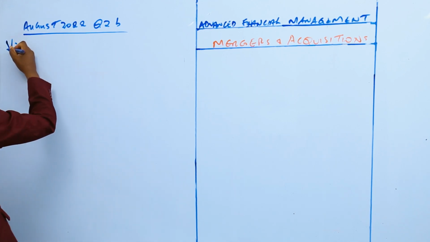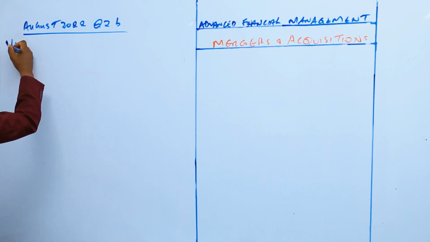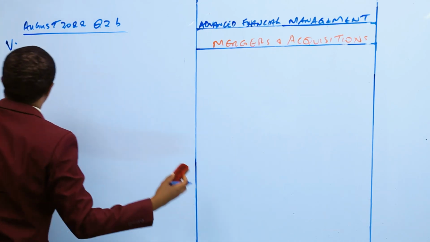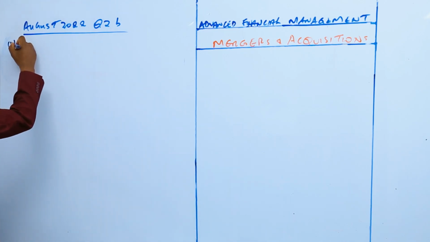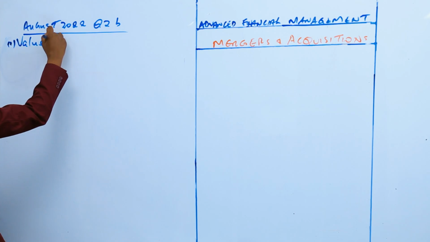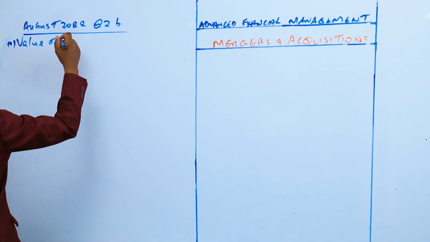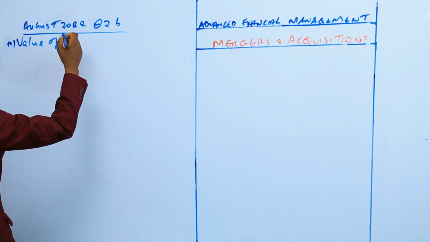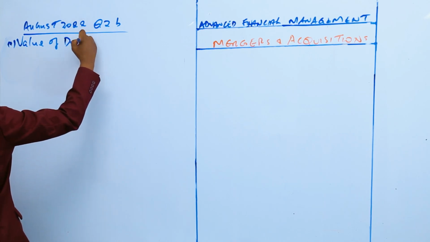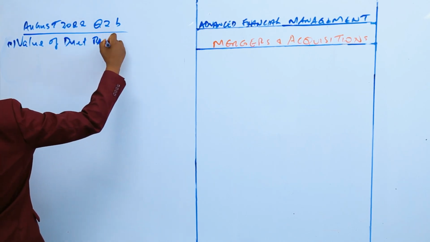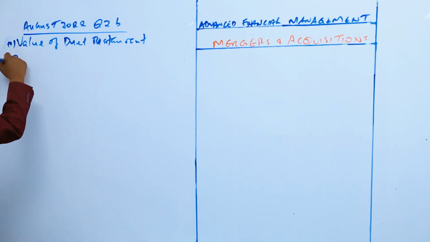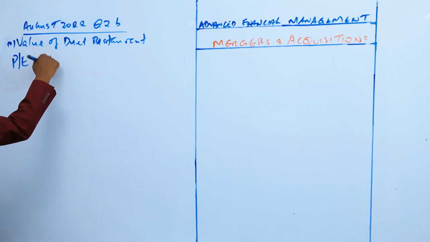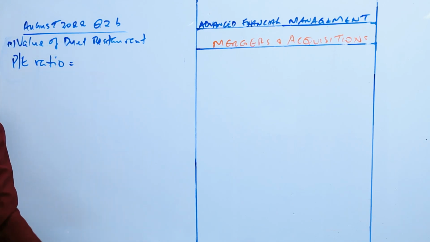Roman 1. Estimate values of Duet Restaurant. Value of Duet Restaurant using the PE ratio basis.